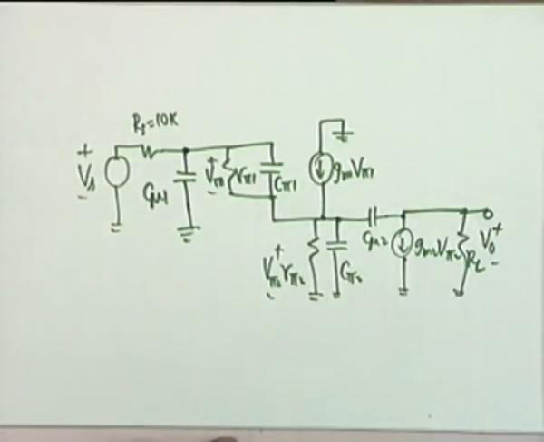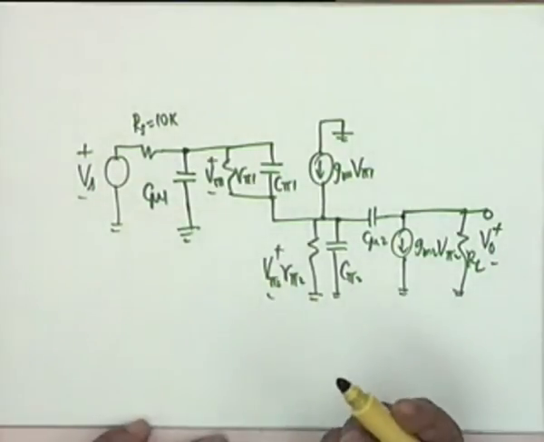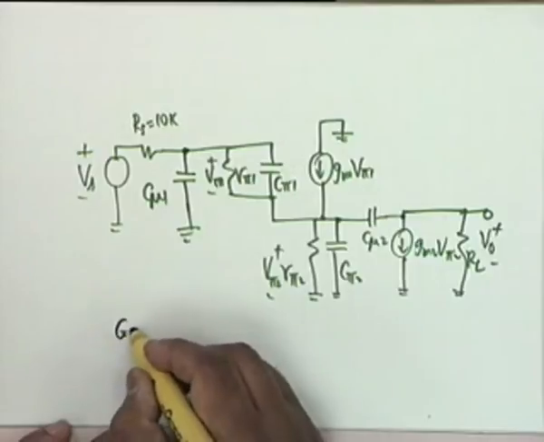Is the equivalent circuit. You should not spend much time in drawing the equivalent circuit. It should be, looking at the circuit, it should be obvious. Now, the easiest thing to find is the mid-band gain. Mid-band gain.